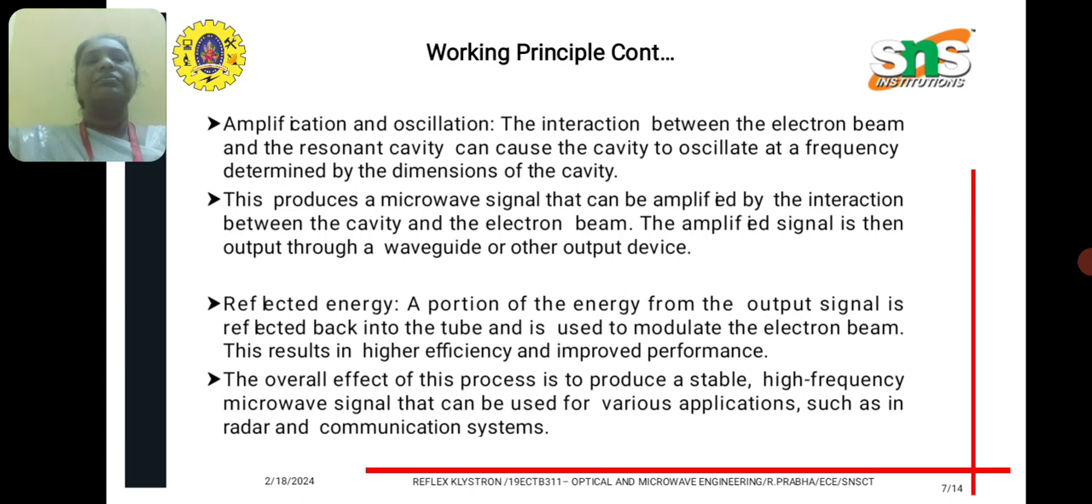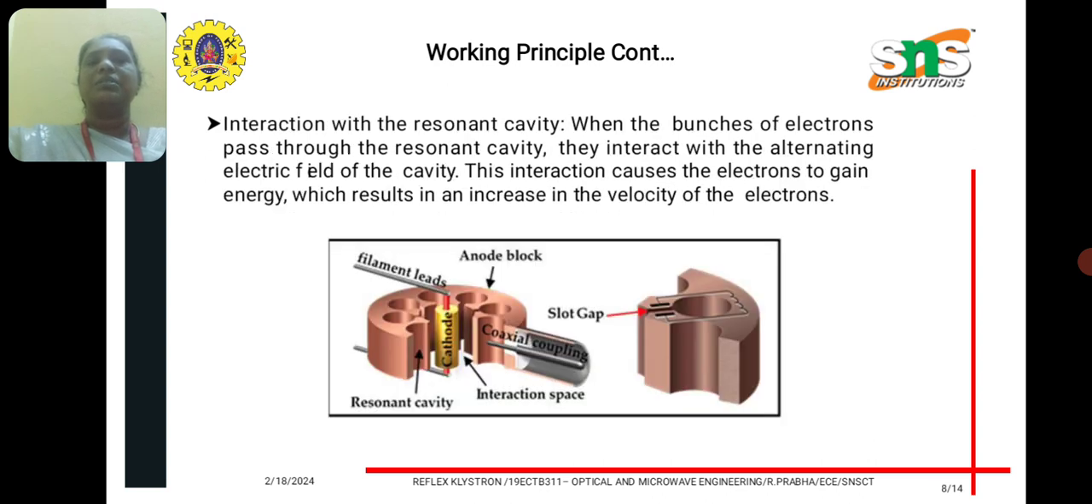And next is the reflected energy. A portion of energy from the output signal is reflected back into the tube and is used to modulate the electron beam. This results in higher efficiency and improved performance. So the overall effect of this process is to produce a stable high frequency microwave signal that can be used for various applications such as in radar and communication systems.